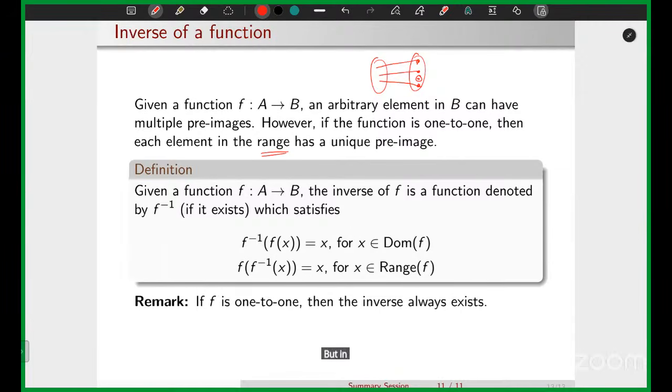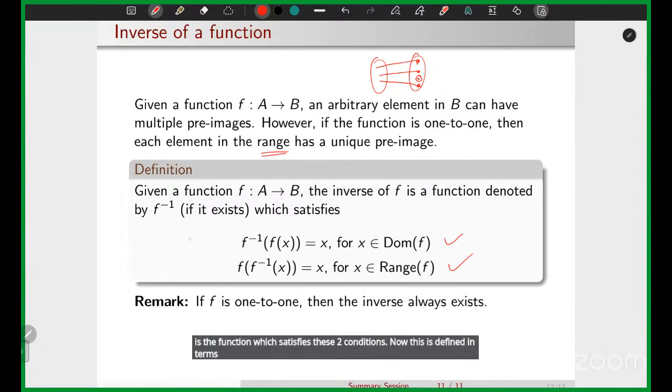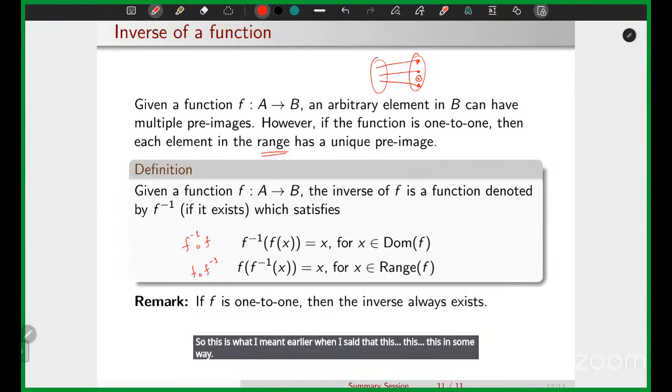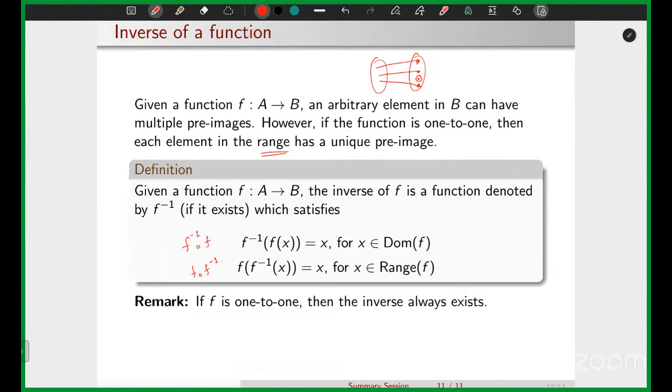But in general, we'll just say that an inverse is the function which satisfies these two conditions. Now, this is defined in terms of the composite. This is F inverse of F, and this is F of F inverse. So this is what I meant earlier when I said that this in some way does the undo on what F does, the inverse function.